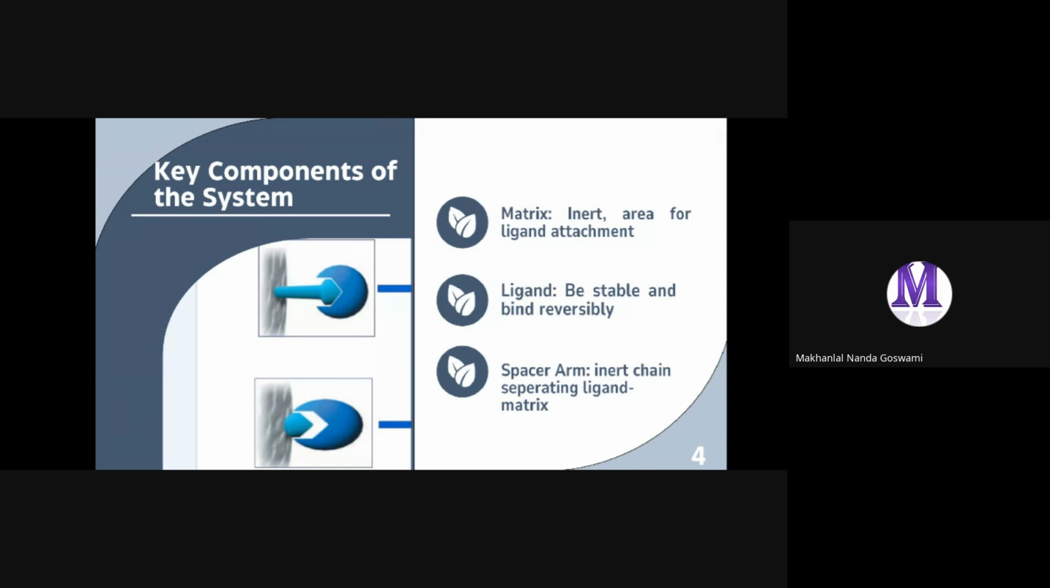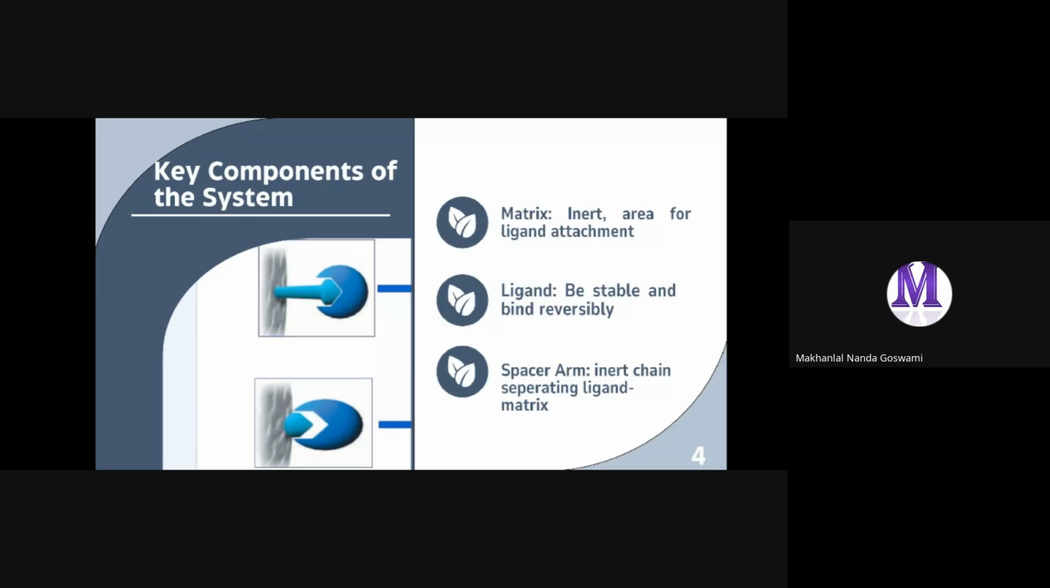So secondly, we have the ligand. The ligand refers to the molecule attached to the matrix which reversibly binds to a specific target molecule. The selection of a specific ligand depends on the nature of the target molecules. Some examples: an antigen can be used as a ligand for antibody isolation. Third is the spacer arm, which connects the ligand to the matrix. For example, 1,6-diaminohexane can also be used as a spacer arm.